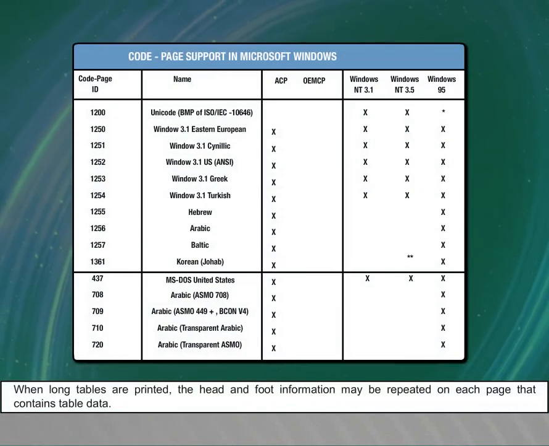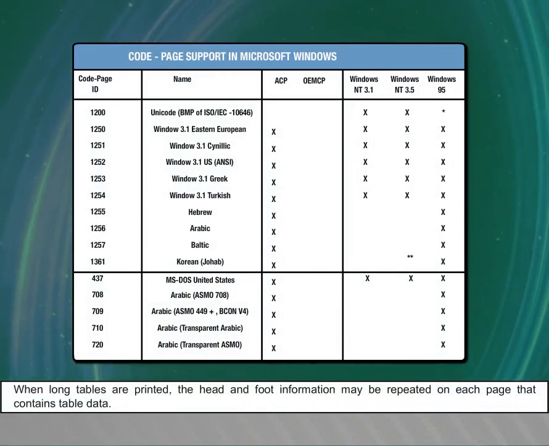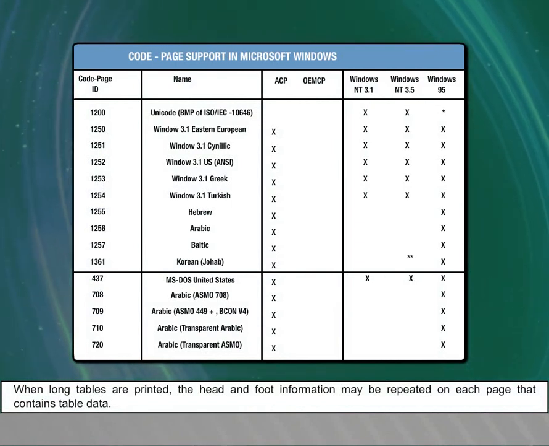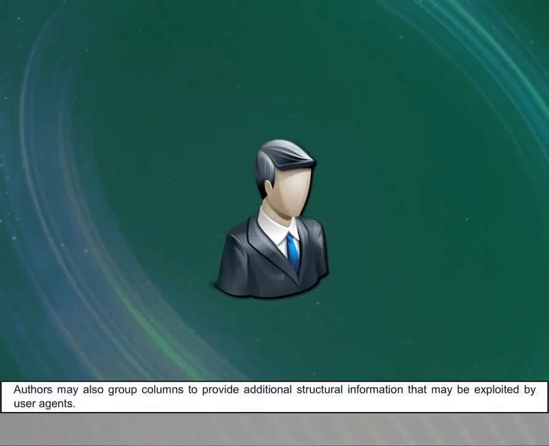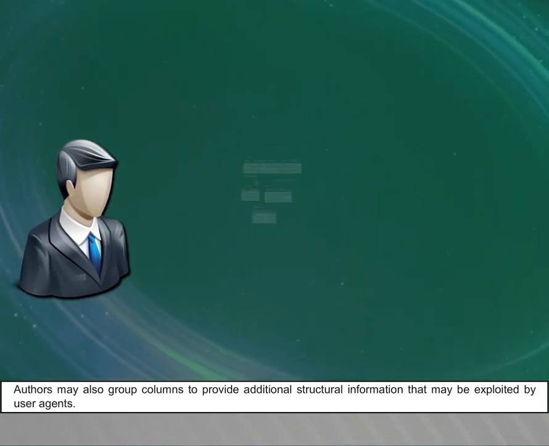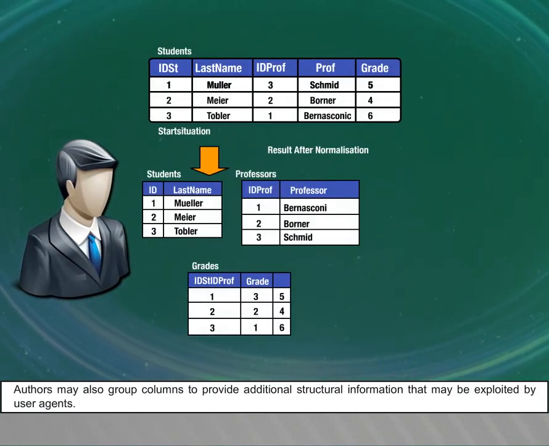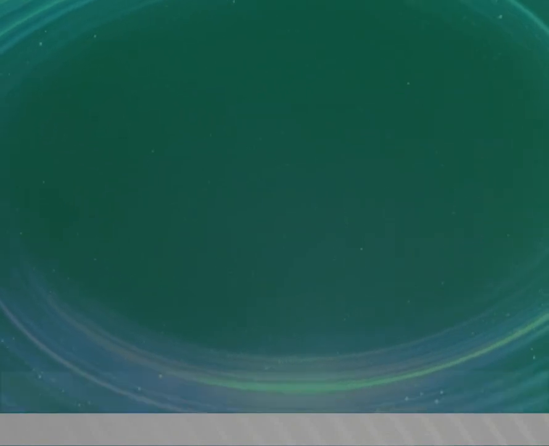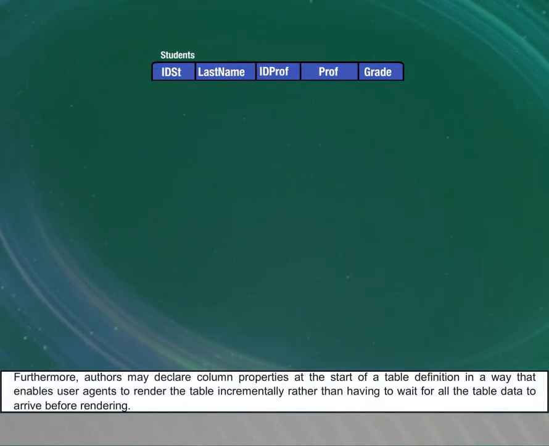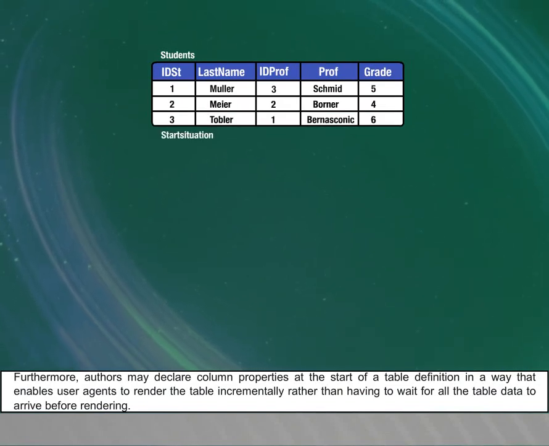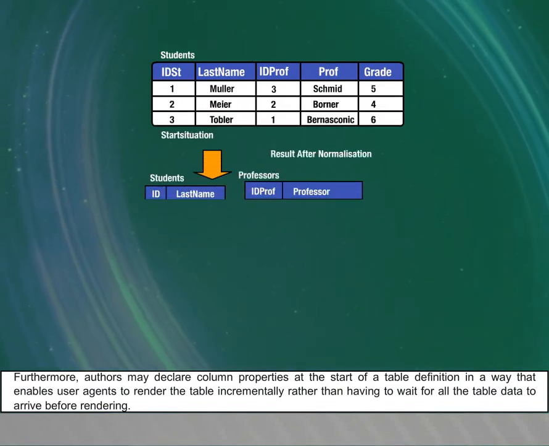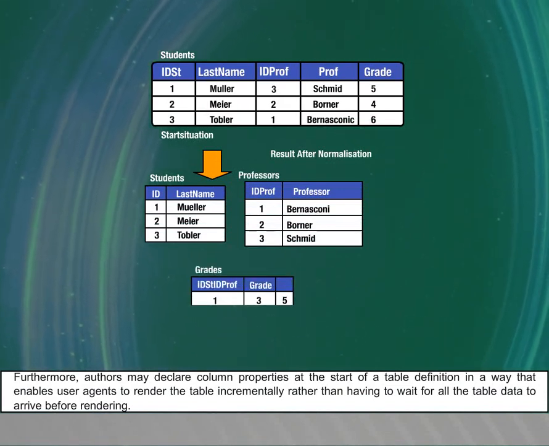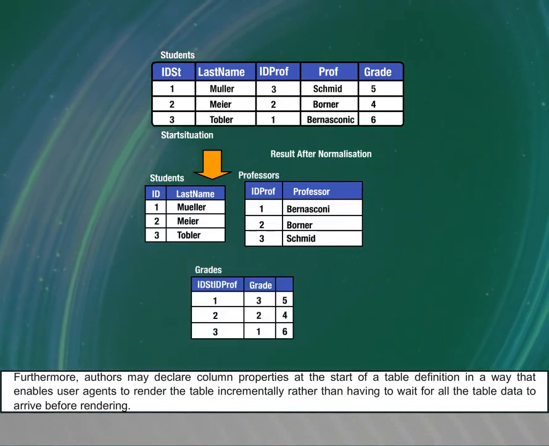When long tables are printed, the head and foot information may be repeated on each page that contains table data. Authors may also group columns to provide additional structural information that may be exploited by user agents. Furthermore, authors may declare column properties at the start of a table definition in a way that enables user agents to render the table incrementally rather than having to wait for all the table data to arrive before rendering.